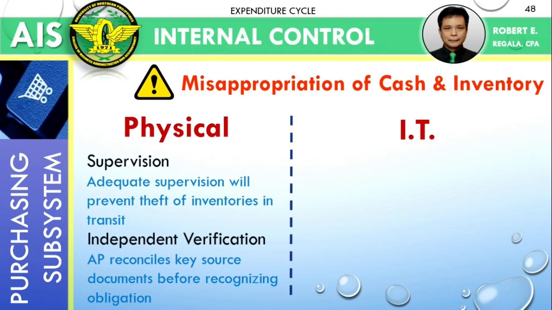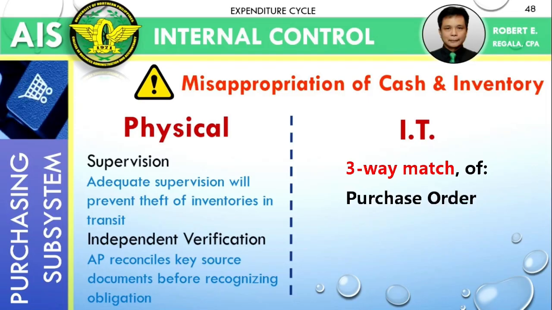Each document contains unique facts about the purchase transaction, which the AP clerk must reconcile before the firm recognizes an obligation. This control is called a three-way match and involves the following three documents. 1. The purchase order, which shows that purchasing ordered only the needed inventories from a valid vendor.